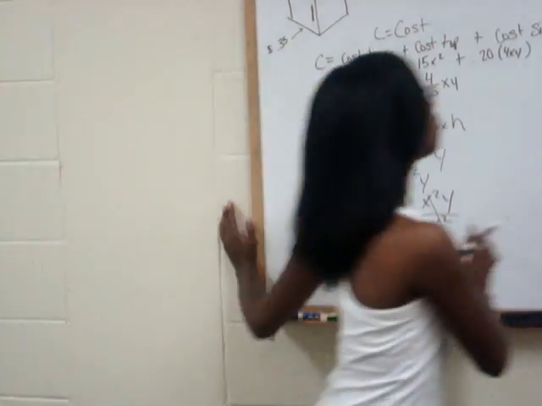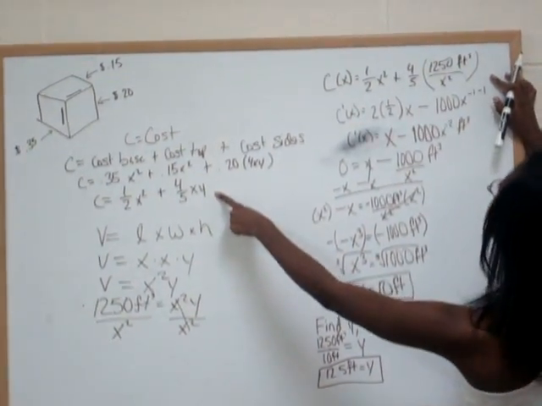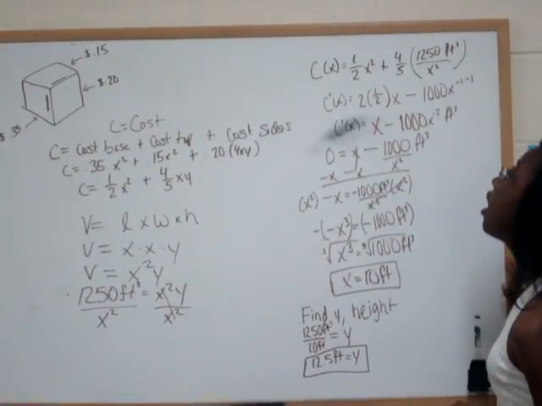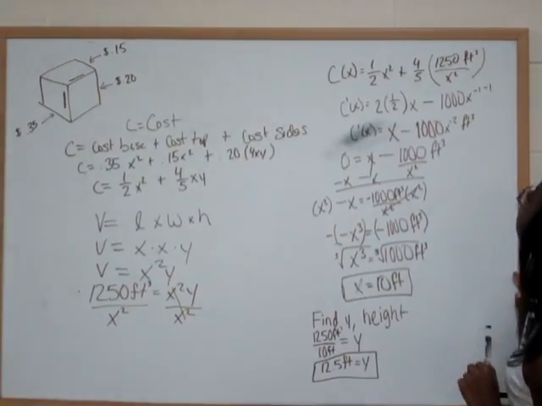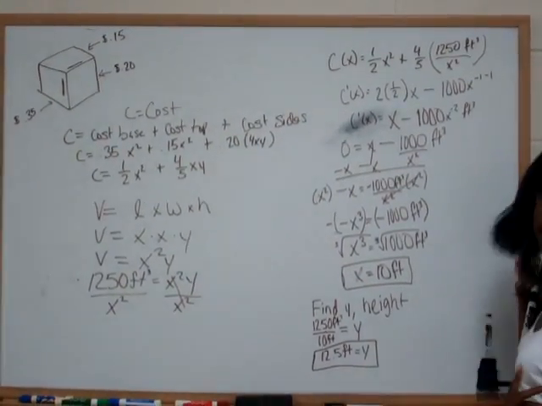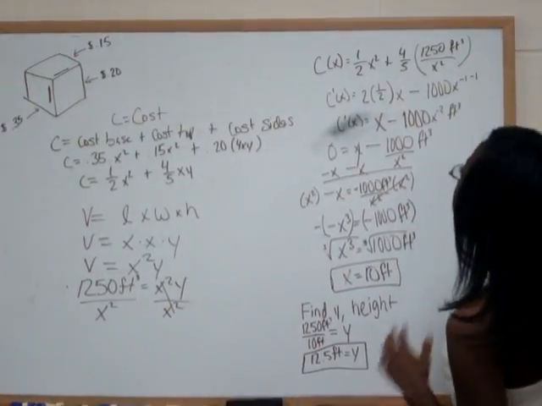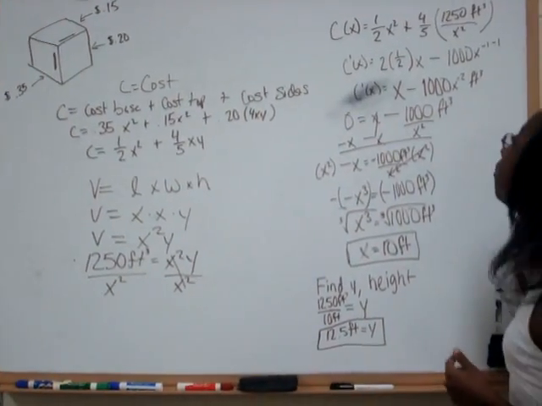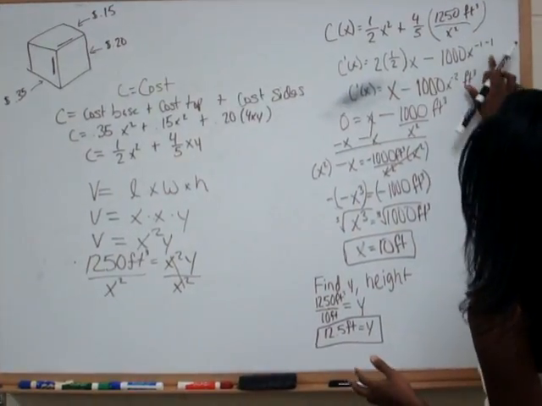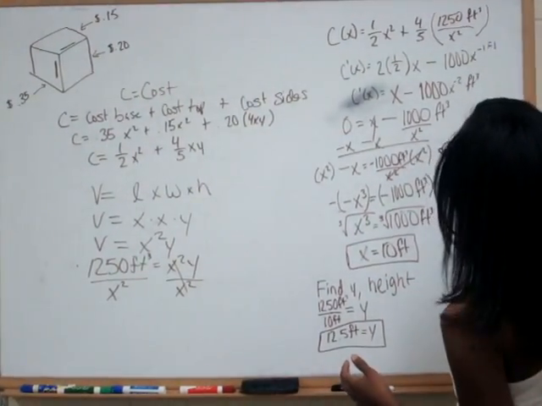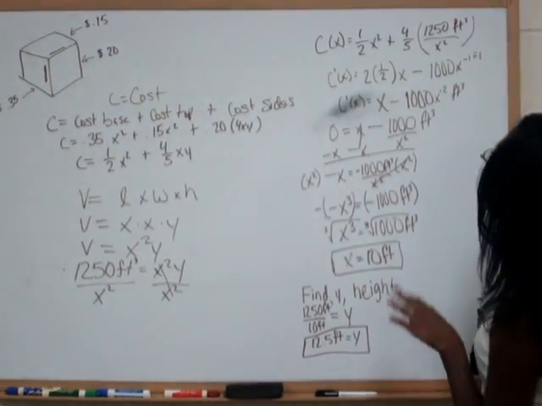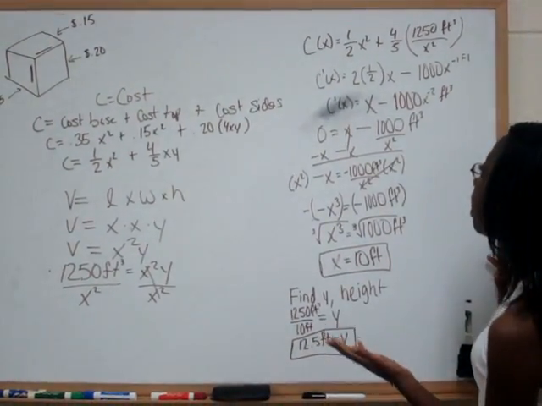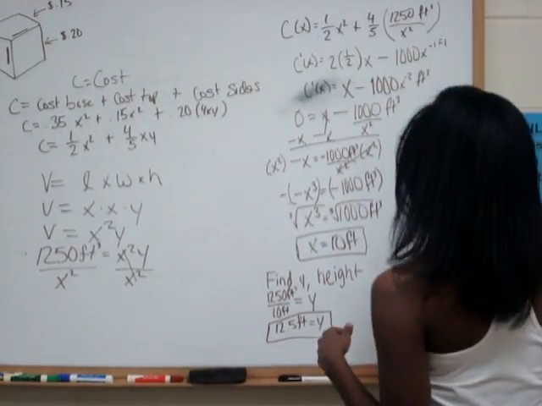We can take this and put it back into our manipulated equation, so we put this value in for our y. So now we have 1/2 x squared plus 4/5 times 1,250 cubic feet over x squared. And now, since this is another maximization minimum problem, what we want to do is find the first derivative. So after taking the derivative, which is shown here, we get x minus 1,000 x to the -2, which in other words is x minus 1,000 over x squared. So we solve for x.